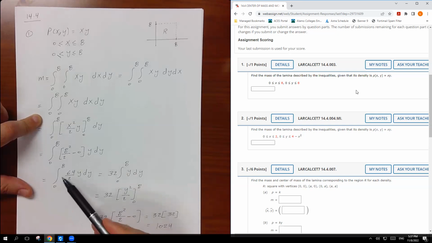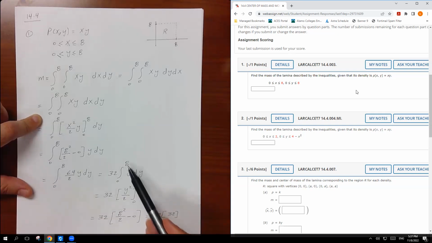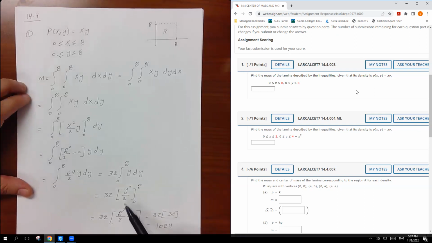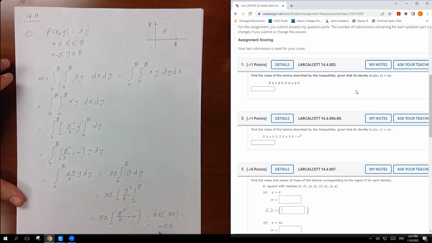I'm going to take the 32 out as a constant. And what's left is the integral from 0 to 8 of y dy. So it's going to be y squared over 2 from 0 to 8. And then it's going to be 8 squared over 2 minus 0. Then it's going to be 32 times 32. And the result is going to be 1024. So we're just going to plug in 1024. That's it for this example.